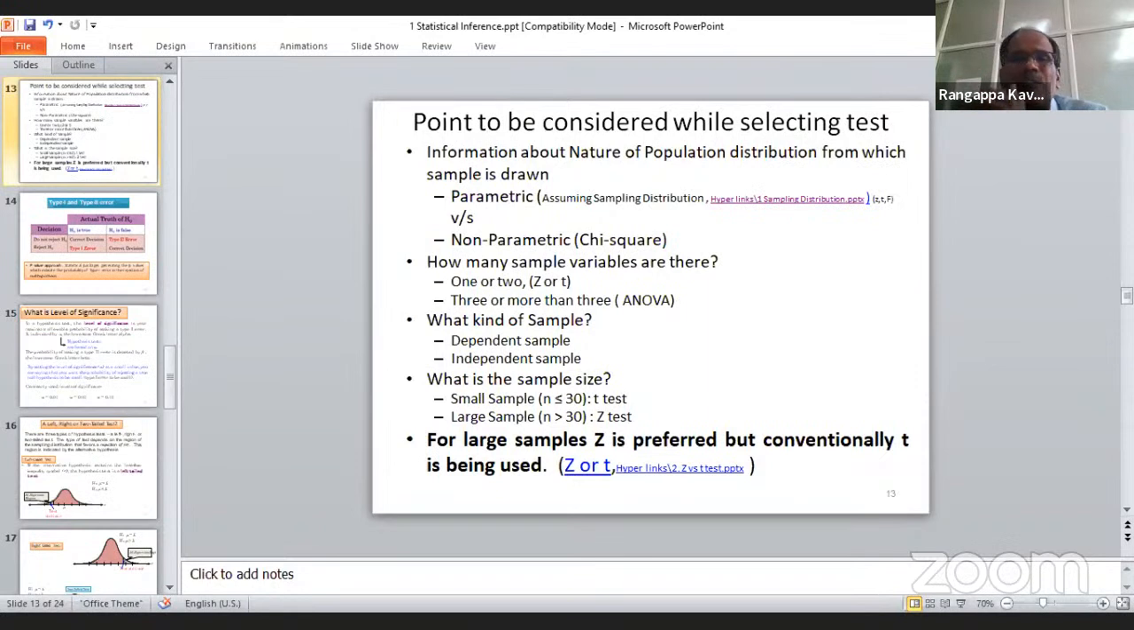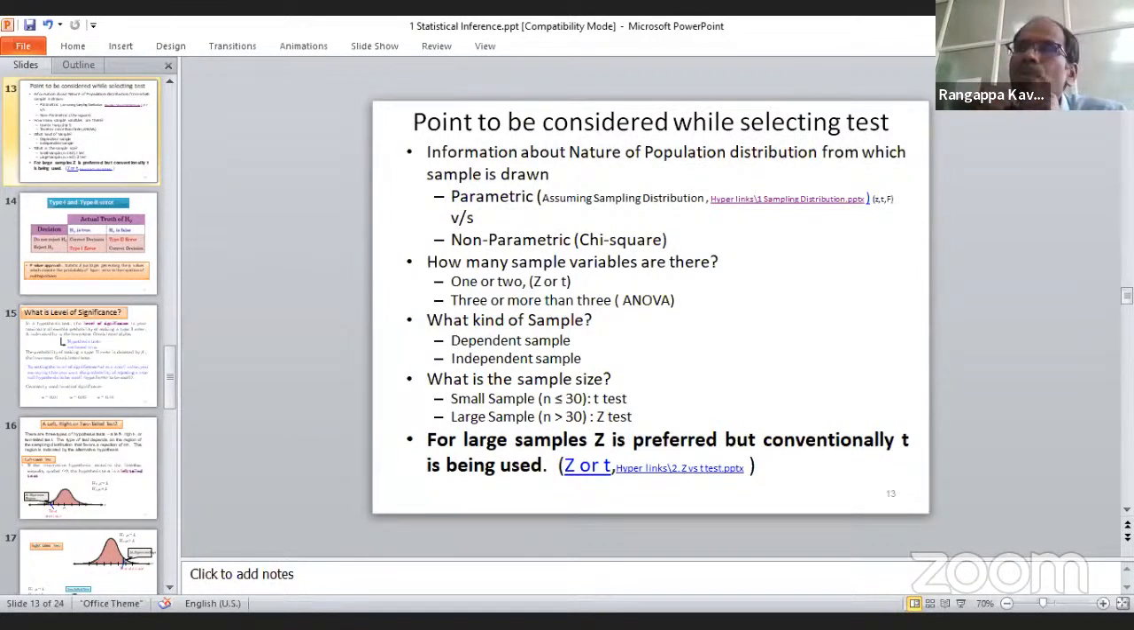Of course, Professor Mahesh is going to explain more about parametric and non-parametric tests. Here chi-square is one of the non-parametric tests. We are not making any assumption about the nature of the population distribution here. Another thing you have to consider is how many sample variables there are, whether we have one variable or two variables. If you have one or two variables, we can go for a Z test or T test.